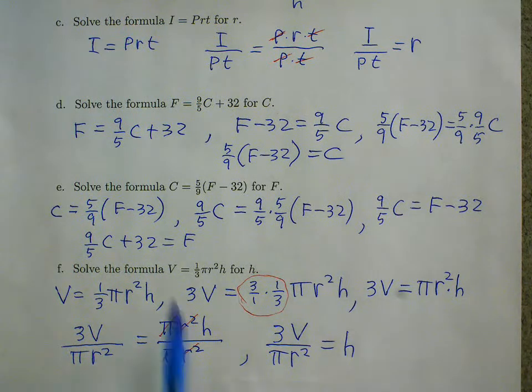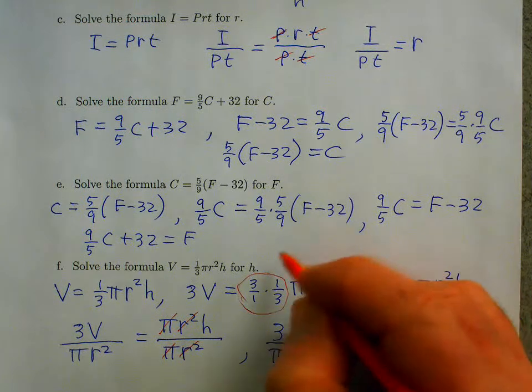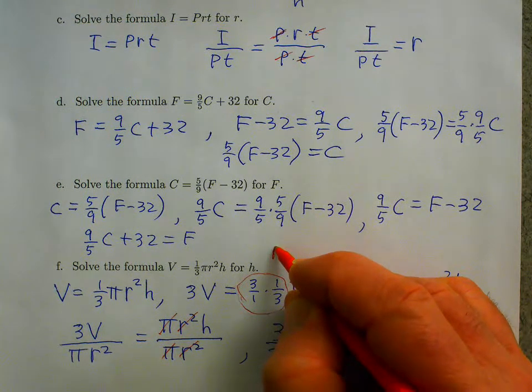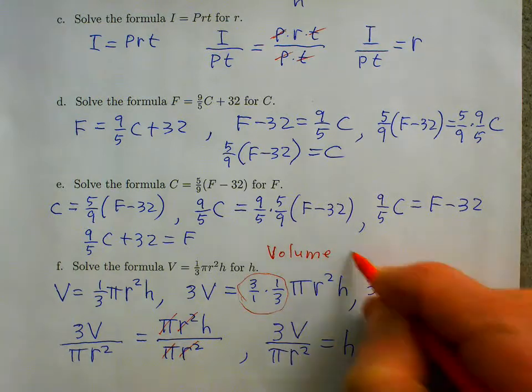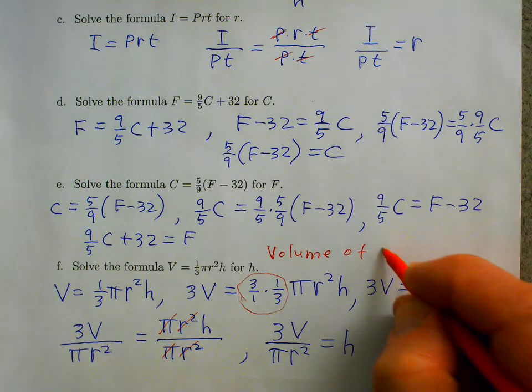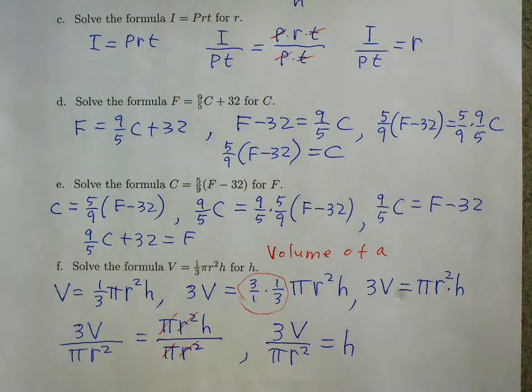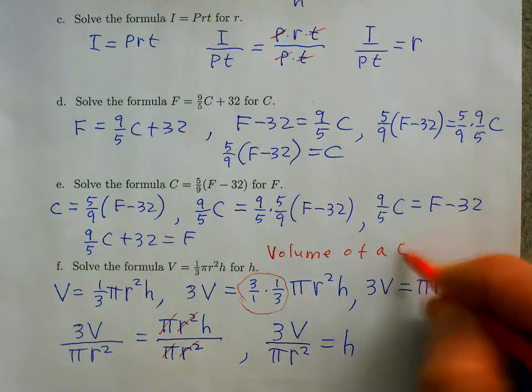So do you know what this is a formula for? The capital V equals 1/3 times pi times r to the second times h. Okay, this is the formula for the volume of a right circular cone. I'll just say volume of a cone.